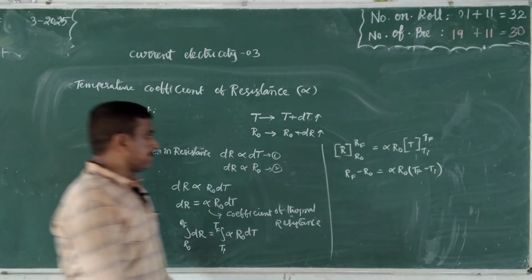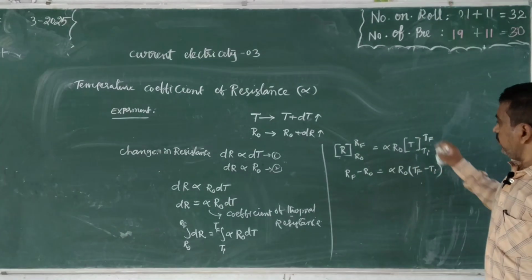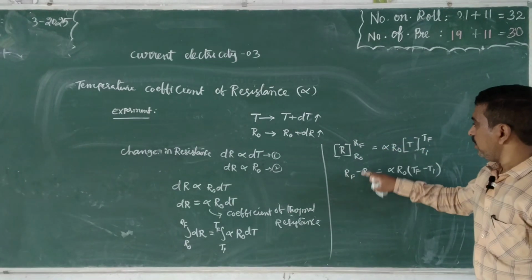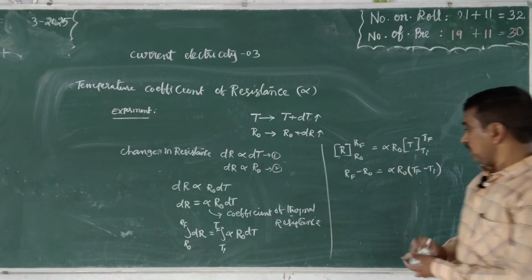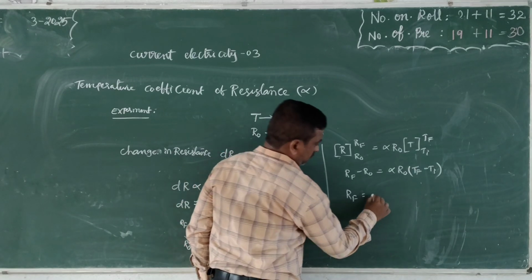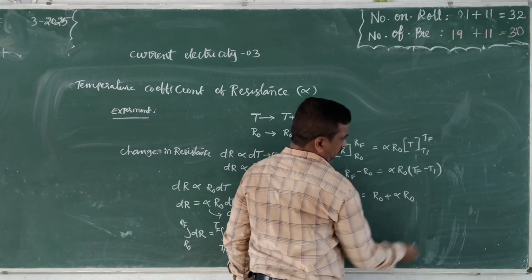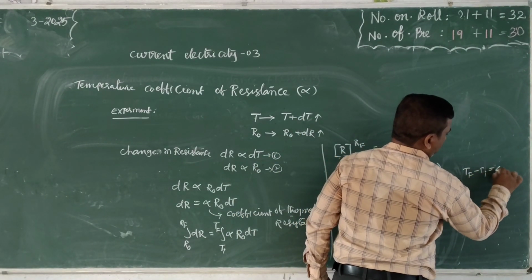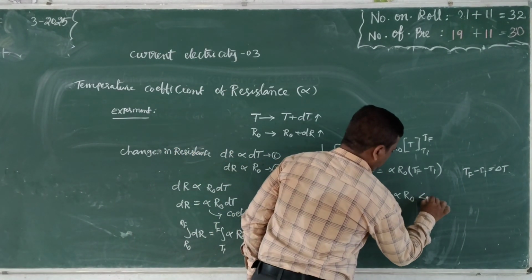So we integrate. dR gives R, dT gives T. The intervals are R naught to Rf, Ti to Tf. Upper limit minus lower limit: alpha R naught, Tf minus Ti. So we can write Rf equal to R naught, moving it to that side, plus alpha R naught, Tf minus Ti. Tf minus Ti we write as delta T, meaning change in temperature.